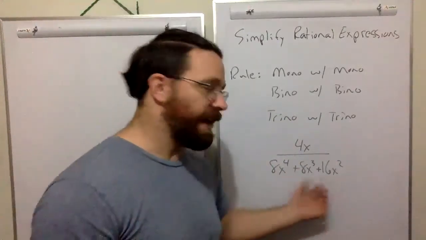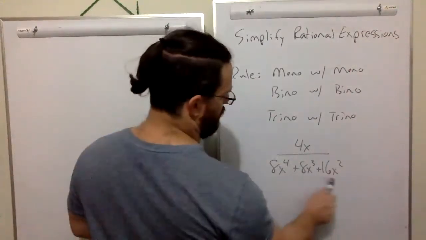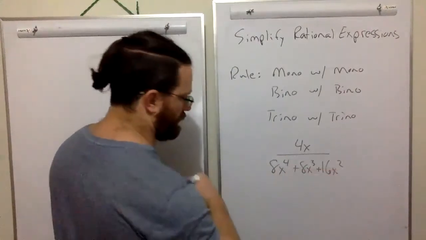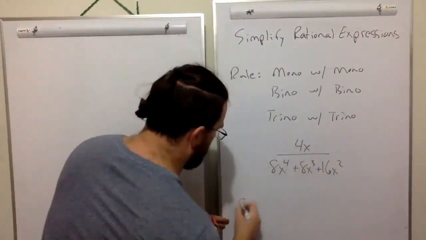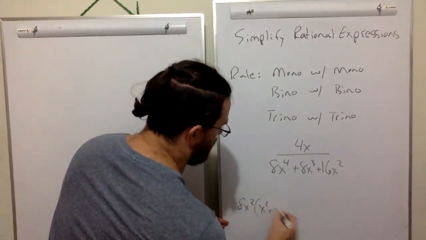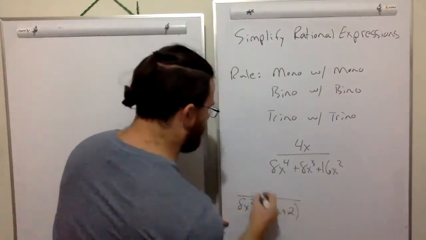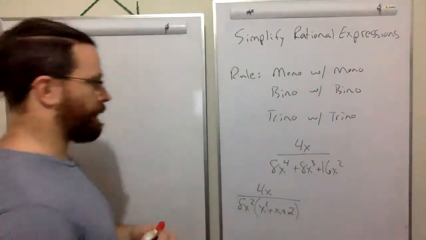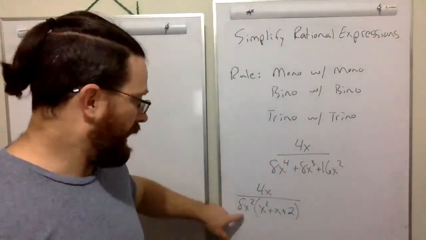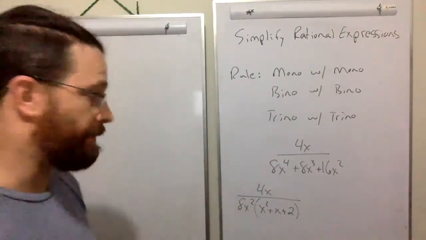But we're going to go ahead and factor it first and see if we have something after that. So on the bottom here, I could take an 8 and an x squared out of everything. So let's do that. If I take out an 8 and an x squared, I'll be left with x squared plus x plus 2. And then on the top, I still have my 4x. After that, now I do have a monomial up front, and it looks like that monomial will reduce with this monomial. So now we can reduce them.